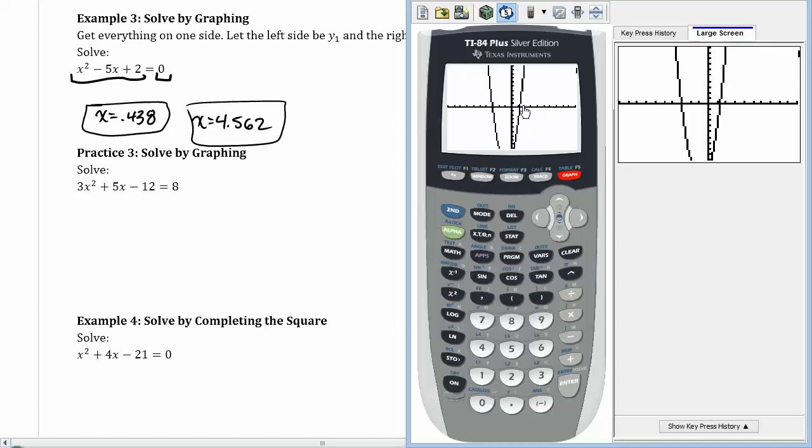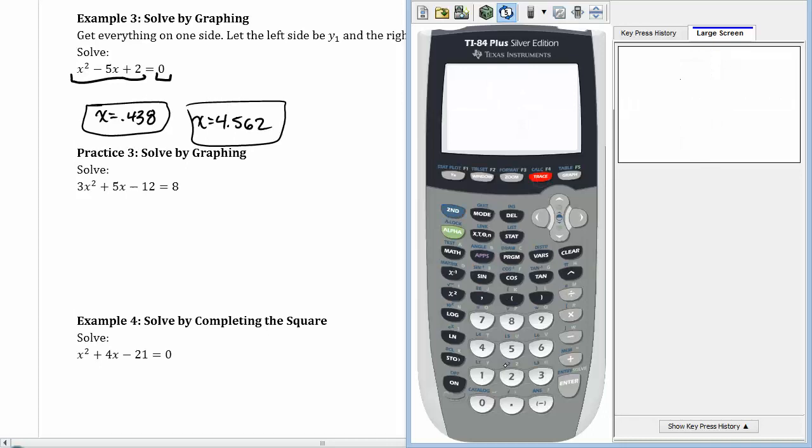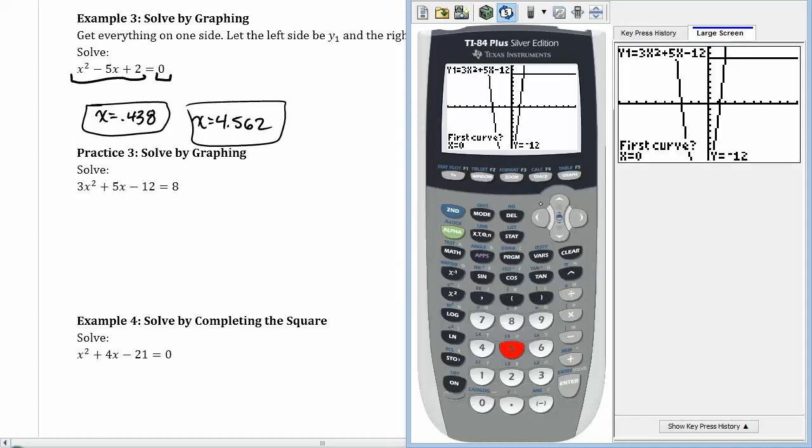So here's your parabola. It crosses the x-axis right here, but we don't really care where it crosses the x-axis, but we care about where the two lines cross each other. So they cross each other up here and up here. So it's both around y equals 8. So again, second trace intersect, and choose which one you want to go to first. Right now I'm at 0, -12. So if I go to the right, it'll take me up close to this one, and then hit enter 3 times. So that's x equals 1.88.